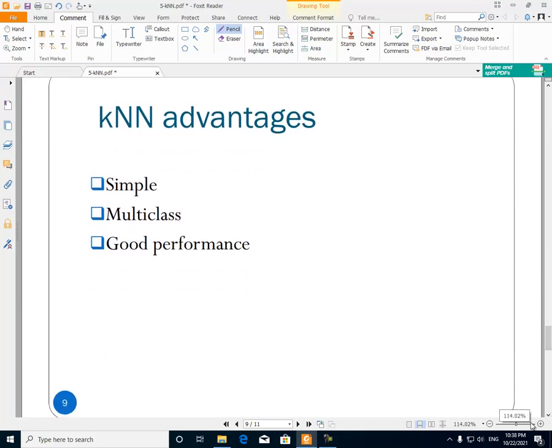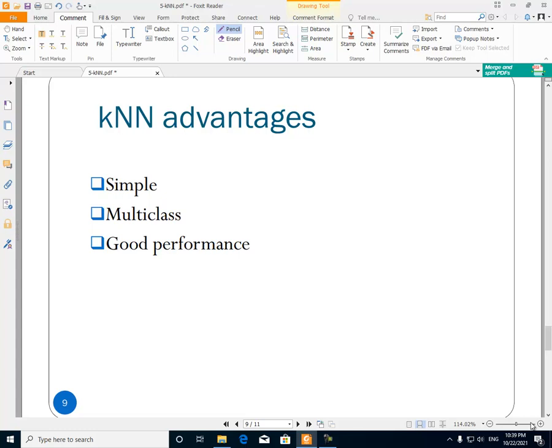Okay, so we understand that KNN is a very simple classifier. It doesn't have any training. It doesn't have a learning model, and all of the work is done in the test phase based on the neighbors of the data. So simplicity is one of the features of KNN.